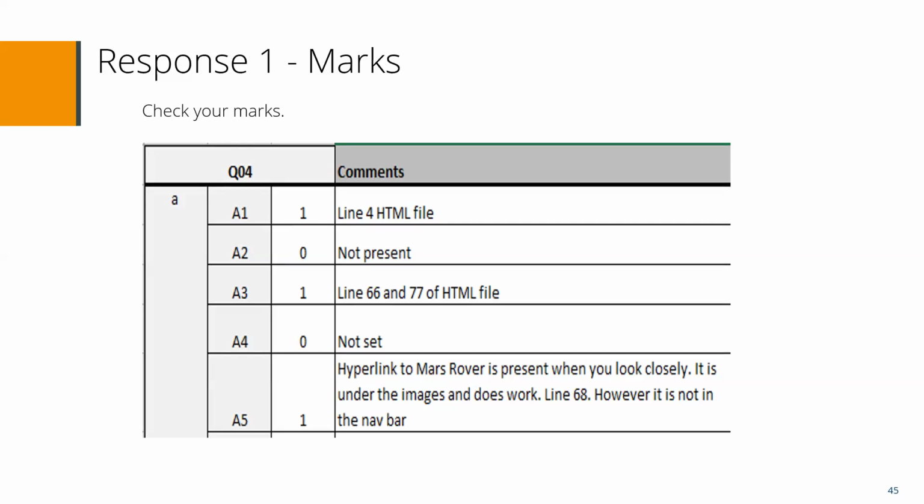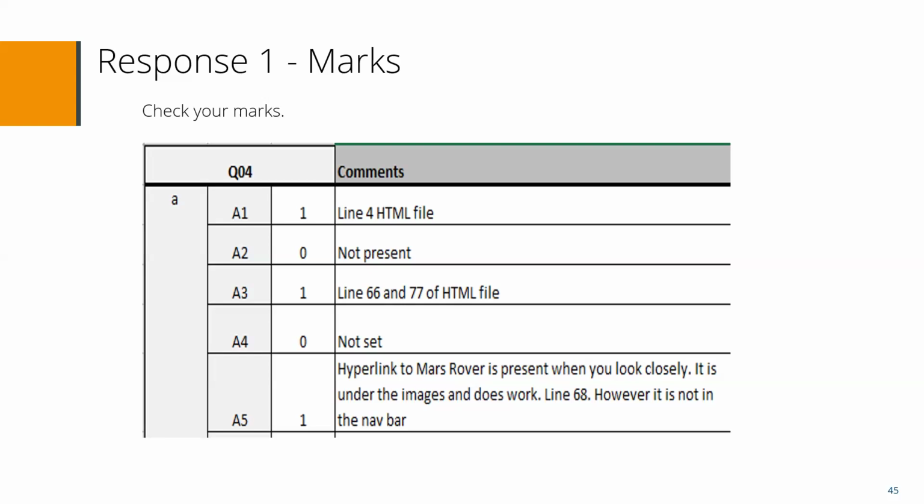The first mark point in the mark scheme was for setting a heading meta character, which is HTML5, on line 4. They have set it correctly, so that was fine. They haven't done the second item, so it doesn't get a mark. For A3, they can get a mark from lines 66 and 77 of the coding that they put together. You can see it's there.